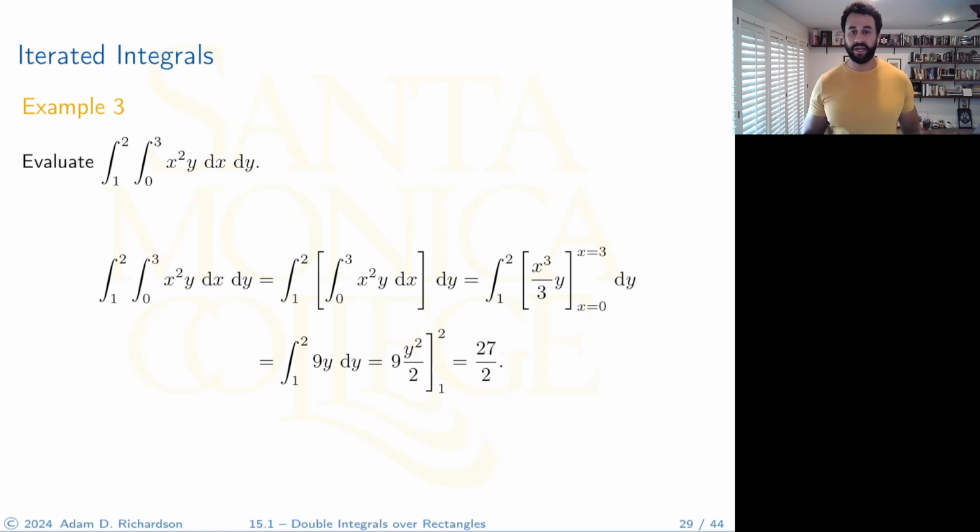So that's kind of cool. We actually got the same result. Why? That's the question. Why? And who says we always get the same result? Does it not matter what order we integrate?